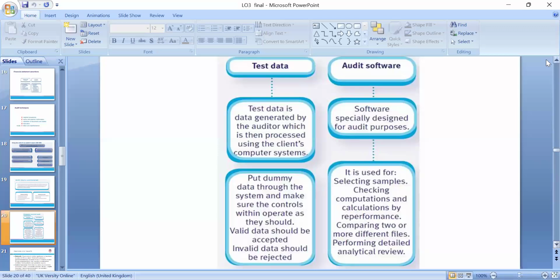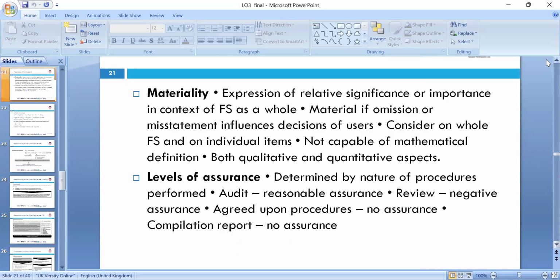So test data, please. The test data is generated by the auditors, which is processed using the client's computer system. The software is specifically designed for audit purposes and dummy data is put in to test it. That's how the auditors can go and ask it to perform this task and then draw the conclusion, recommendation and assurance accordingly. Because that's one of the areas we need to look around in audit.